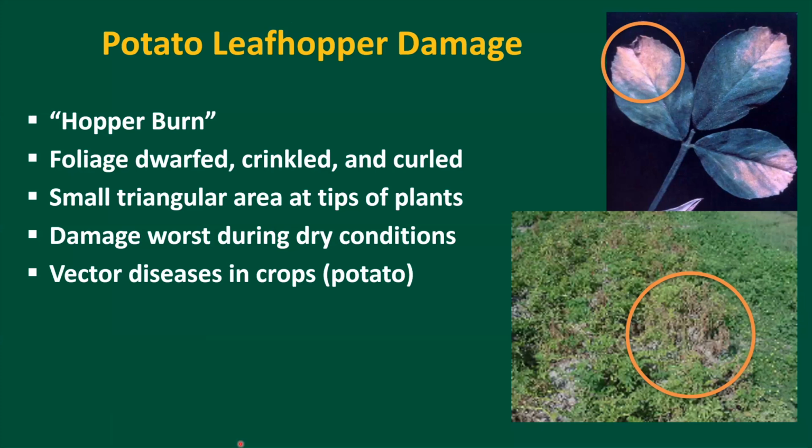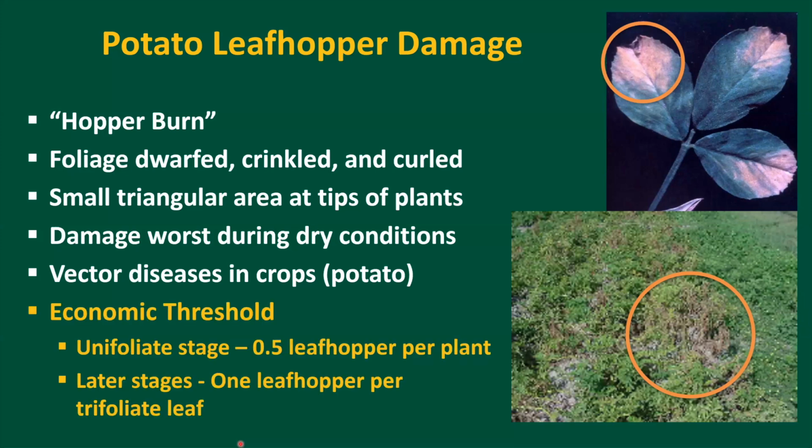The foliage also becomes deformed, wrinkled, and pearl, and worse when we have drought conditions like we've had recently. And another problem with the potato leafhopper with the kerosene sucking mouth parts is that they can vector many different diseases. This is especially a big problem with potato.